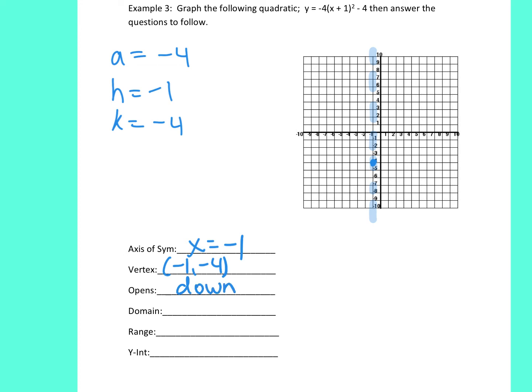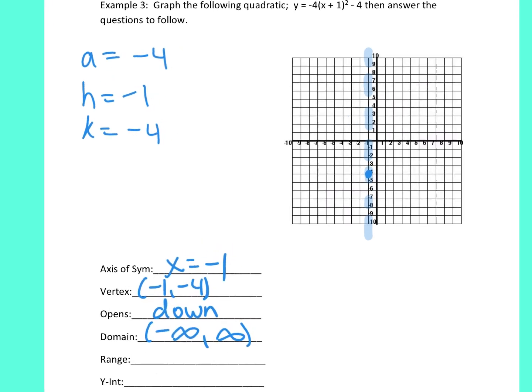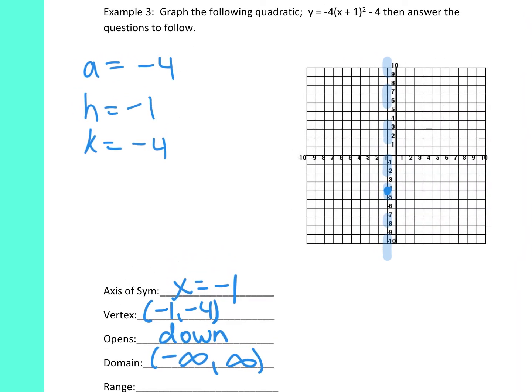Domain is always going to be what? And we know that the A is also our slope of the first point, right? What is the slope? What is A? -4 over 1. Okay. So down 4 and then right 1. Can I reflect it? Yeah. Cool.